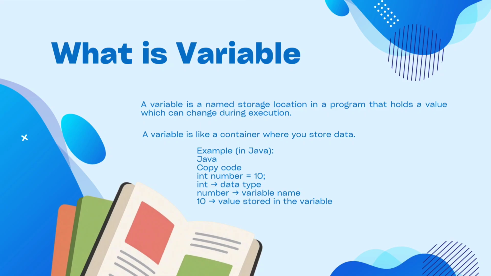Variables. What is a variable? A variable is a name or storage location in a program that holds a value which can change during execution. A variable is like a container where you store data. Example: int number = 10. Here, int is the data type, number is the variable name, and 10 is the value stored in the variable.